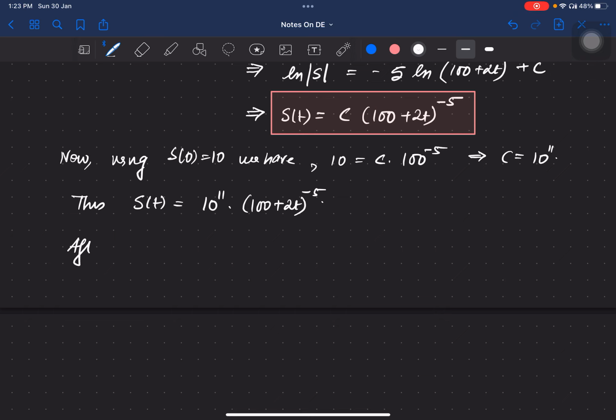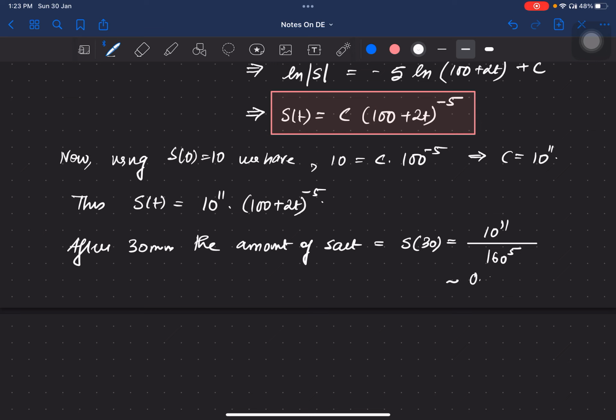So after 30 minutes, the amount of salt in the tank is S(30), 10 to the power 11 times (100 plus 30 into 2, 60) that is 160 to the power minus 5. Approximately, you can check, 0.95367 kg.